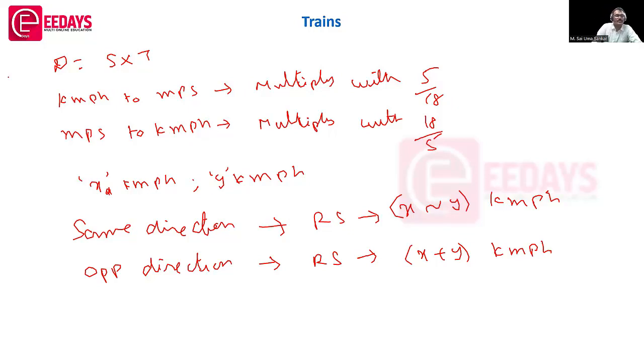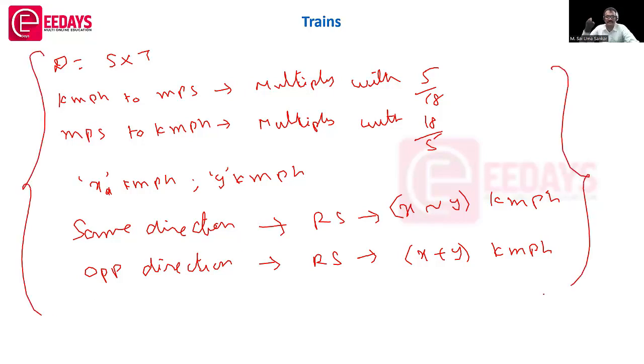Okay, so you need to remember these 5 points in trains. And the remaining concept is very simple, purely based on the directions only. But in some cases, we are going to apply the relative speed concept.